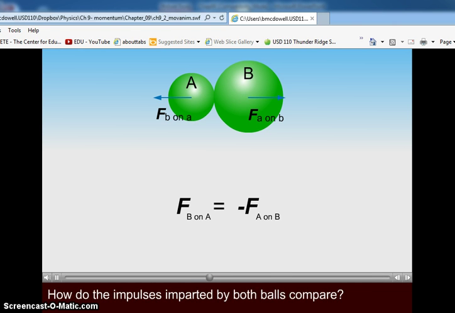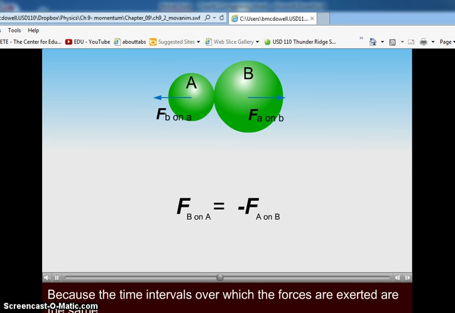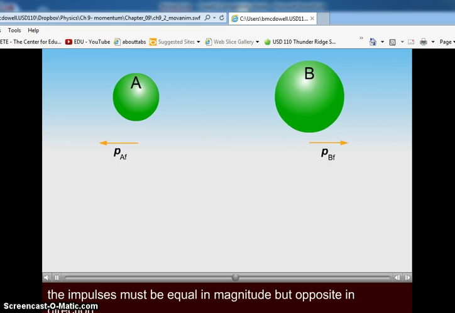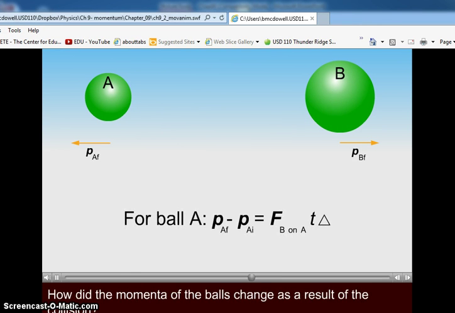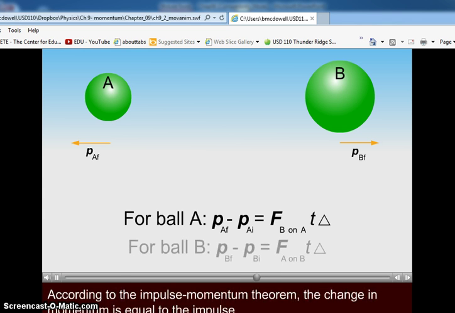How do the impulses imparted by both balls compare? Because the time intervals over which the forces are exerted are the same, the impulses must be equal in magnitude, but opposite in direction. How did the momenta of the balls change as a result of the collision? According to the impulse momentum theorem, the change in momentum is equal to the impulse.